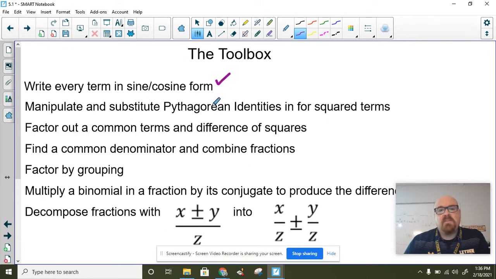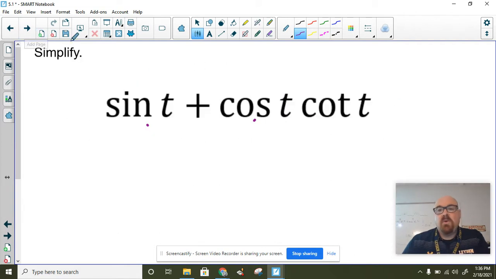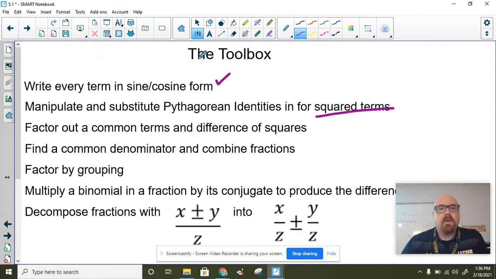What about manipulating and substituting Pythagorean identities for squared terms? We don't have any squared terms in this problem yet. Wink, wink. So right now, we're not going to do this. I'm not going to totally cross it out, because I know from experience that we may have to come back to the toolbox.